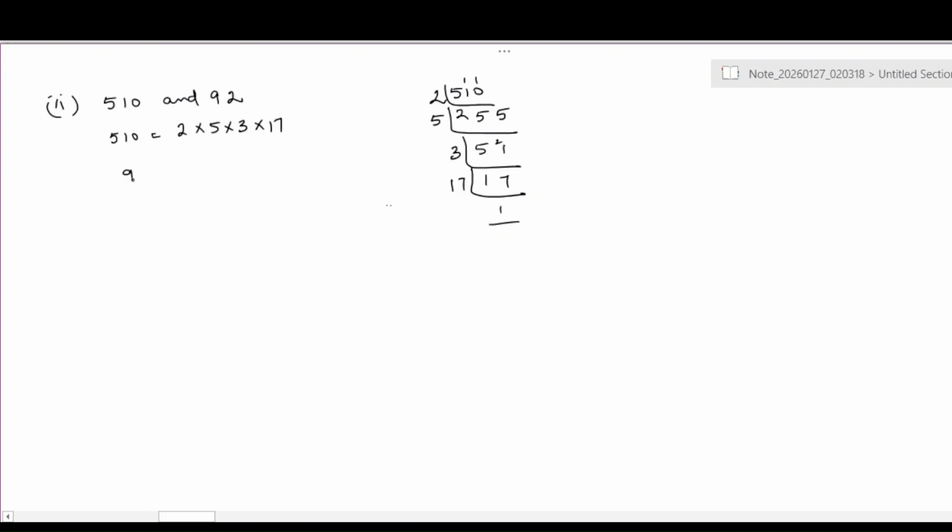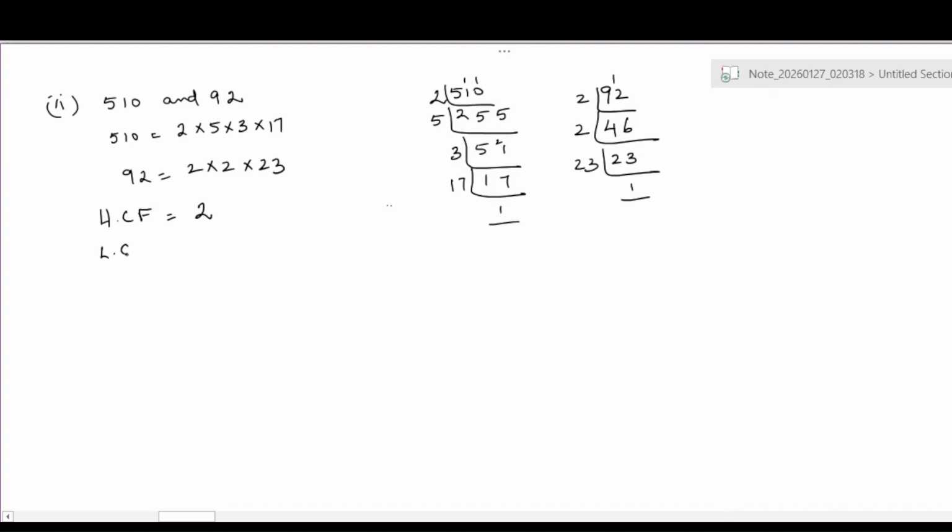Okay, then for the number 92, it is an even number. So 4 twos are 8, carry over 1. So 2 times 6 is 12. Again, it's an even number. So 2, 23. 23 is a prime number. So 23 and 1. That's all. So it is 2 into 2 into 23. Now first we'll write HCF. So HCF will be, common number is only 2. Only 2 is the HCF.